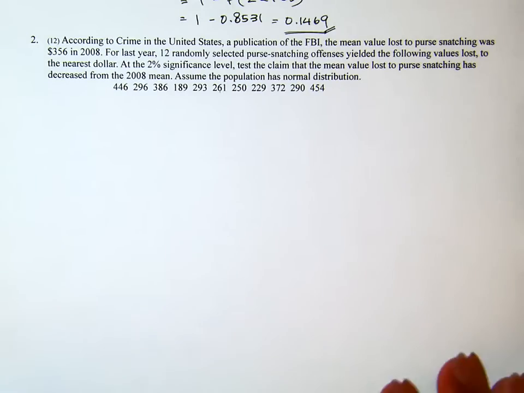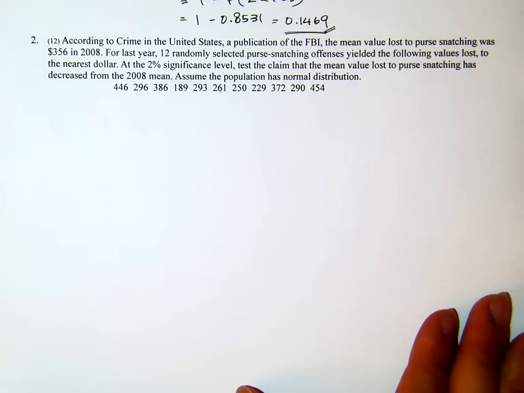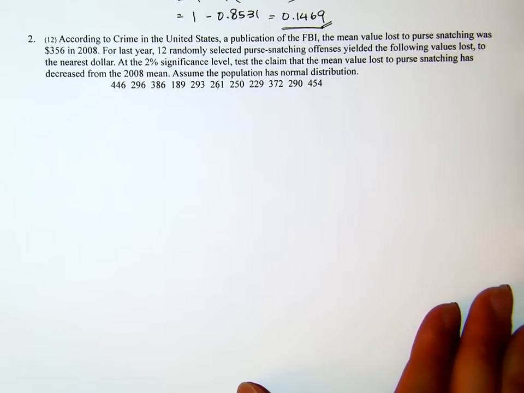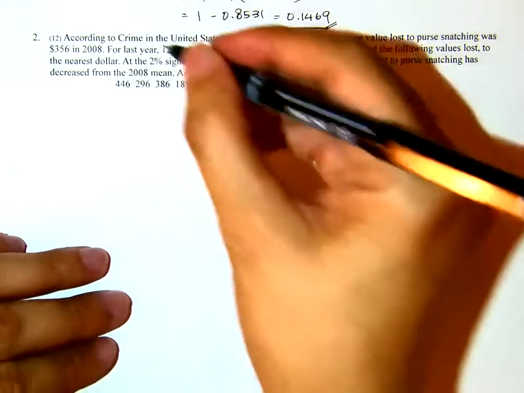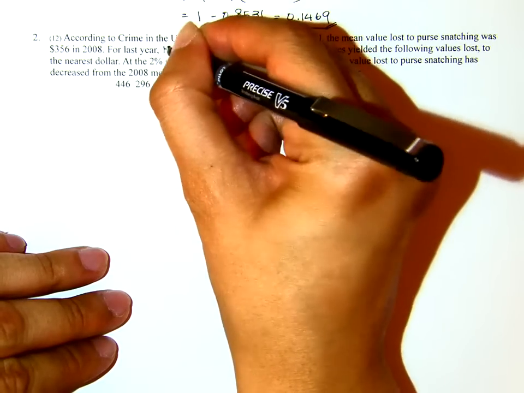The following is from Fall 2011 Math 27 Test 3, number 2. According to Crime in US States, the publication of the FBI, the mean value loss to purse snatching was $356 in 2008. For last year, instead of 12, it's supposed to be 11.